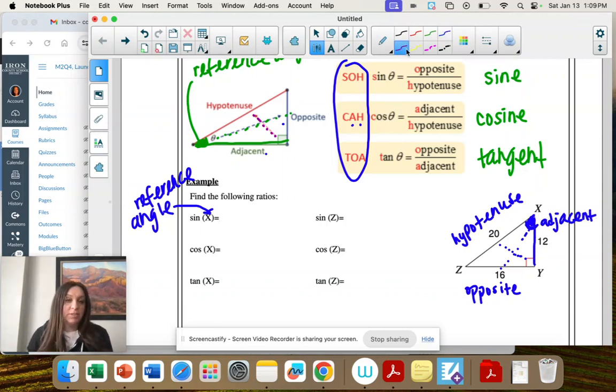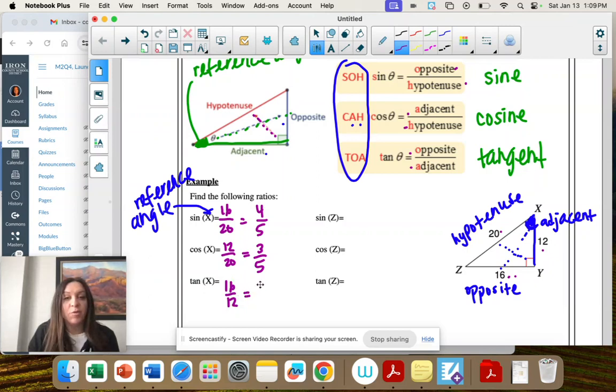And then remember, these are just ratios. They're just a fraction. Sine is opposite over hypotenuse. So 16 over 20. And then those both divide by 4, so it'd reduce to 4/5. Cosine of reference angle x is adjacent over hypotenuse. So 12 over 20. Those also divide by 4 to get 3/5. And then tangent is opposite over adjacent. So 16 over 12. Again, I'm going to divide by 4 and get 4/3.